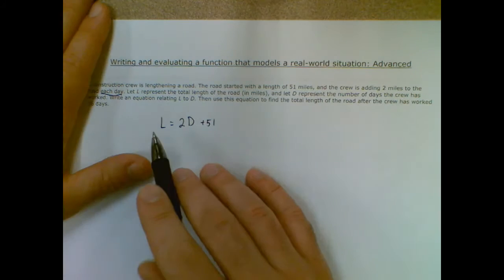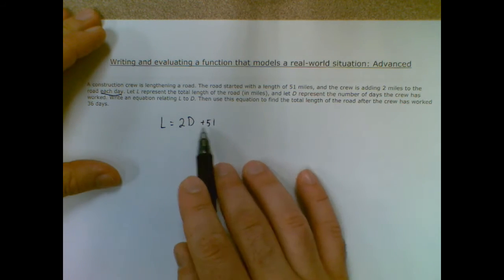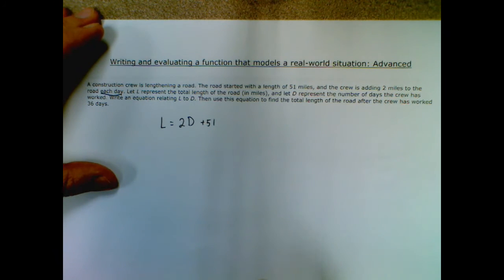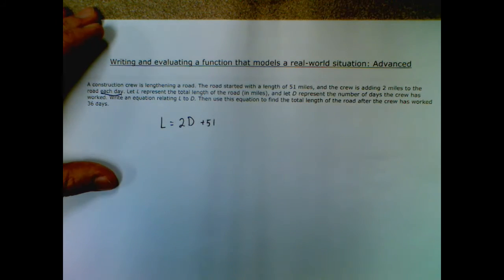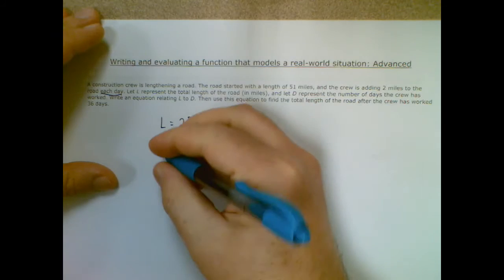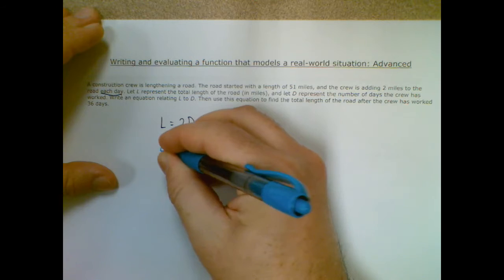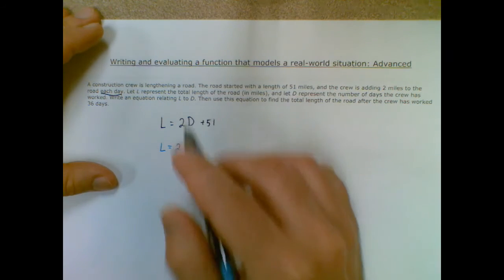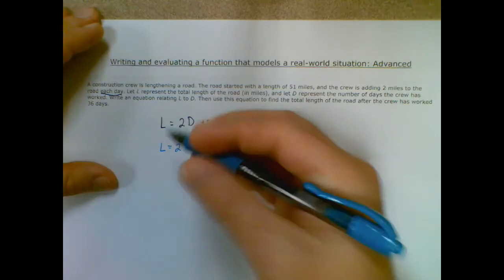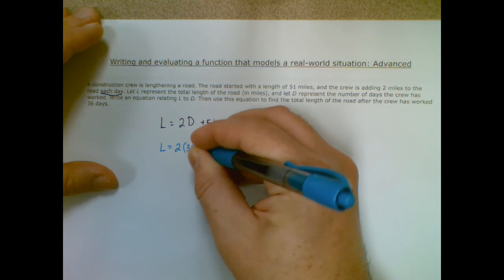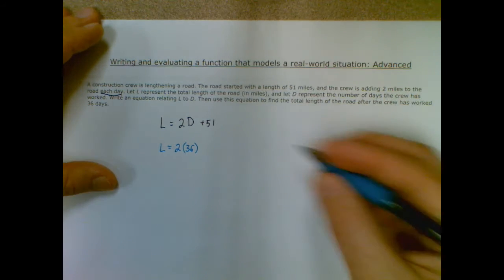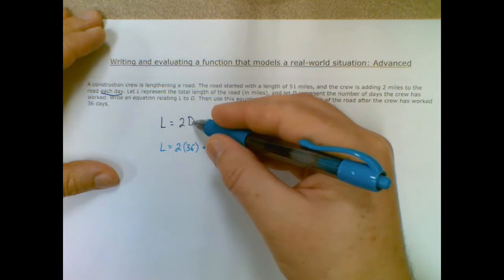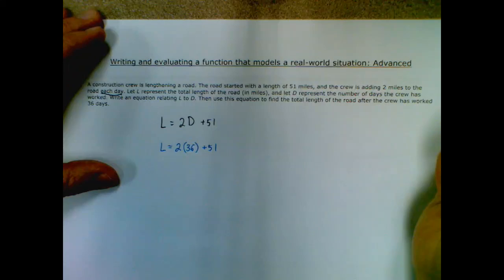Alright, so now that I have my equation, L equals 2D plus 51, I need to use the equation to find how long the road is after 36 days. So for this one, I'm still going to have L equals, because I don't know the length, that's what I'm trying to find, 2, but I'm not going to put a D here because remember the D stood for the number of days. So this is 36 days, so I'm going to plug this in parentheses so I don't accidentally lose an operation, plus 51. So I'll just bring that down, substituting D for 36.